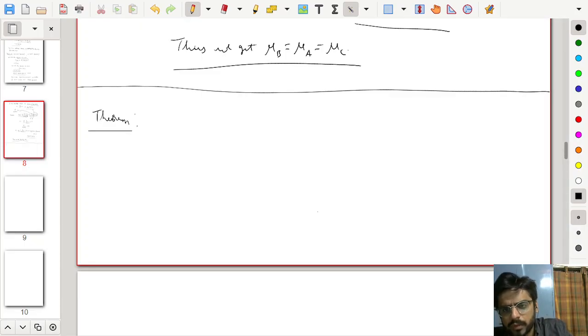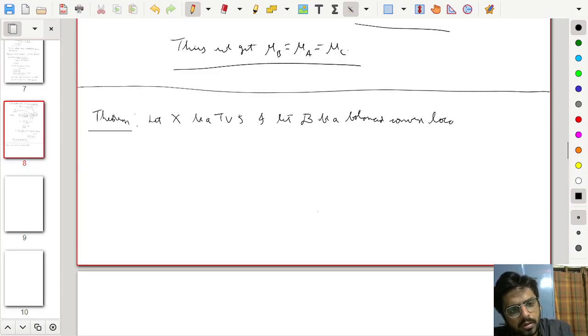Theorem. Let X be a TVS and let B be a balanced convex local base of X.